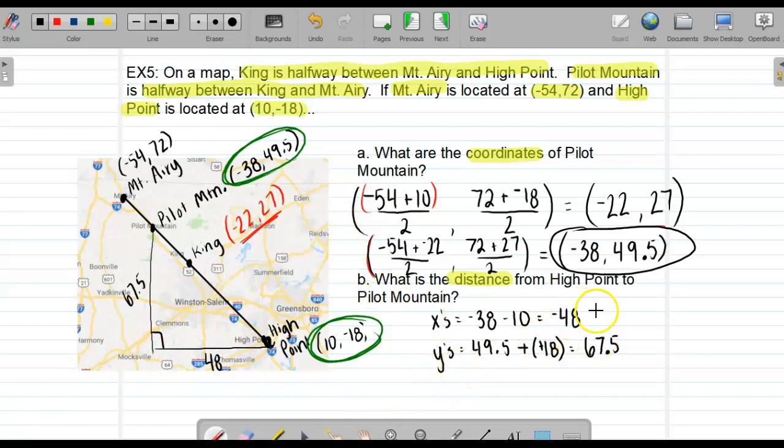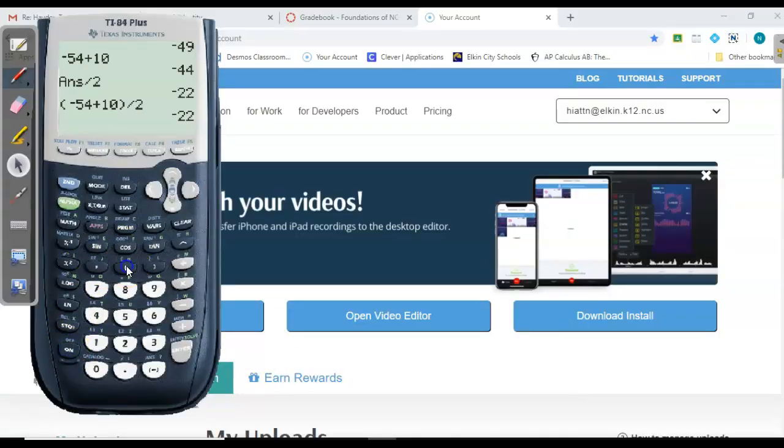All right, so when we plug this into Pythagorean theorem, we'll have negative 48 squared plus 67.5 squared equals c squared. And let's just reach for our calculator on that. So you can type the whole thing in at once as long as you do your parentheses right. Negative 48 squared plus 67.5 squared. It's going to give us 6,860.25.